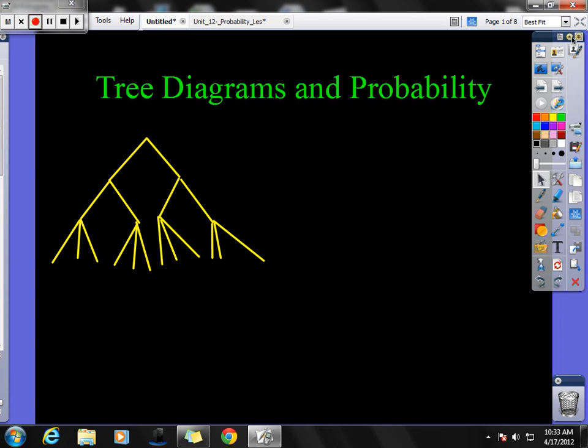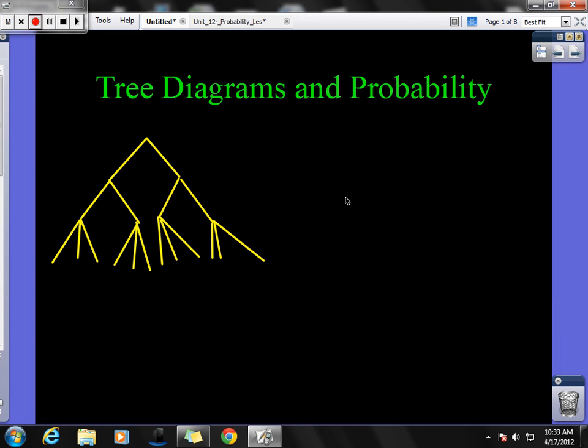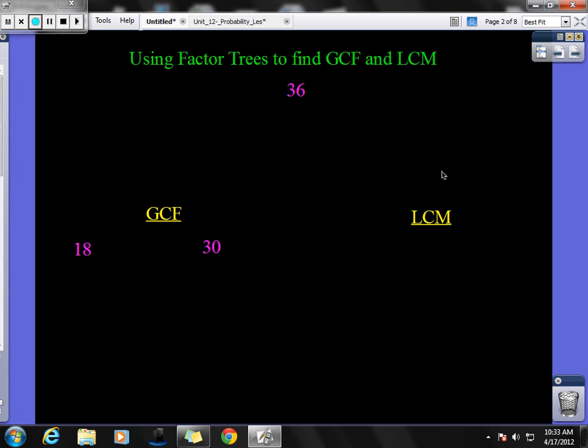So for today's lesson we are going to be talking about these two things and how they are used to calculate lots of different things. Let's start out with factor trees. That's a good review. We've done factor trees.